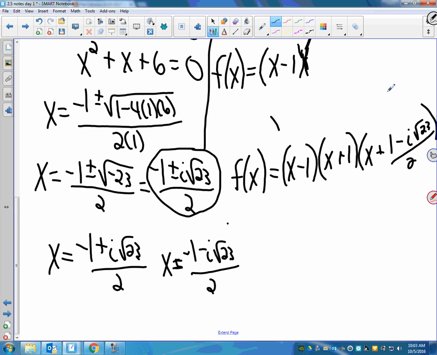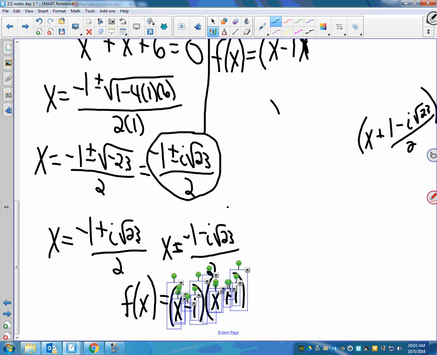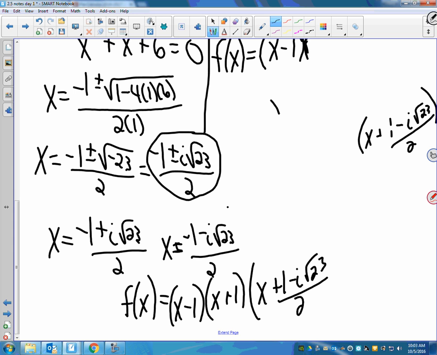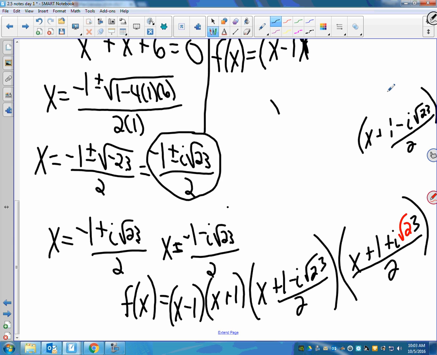I'll just rewrite it. x plus 1 minus i radical 23 over 2. And then this one's going to be x also plus 1, because that's still a negative 1, right? But now this is minus i, so it's going to change to plus i radical 23 over 2.